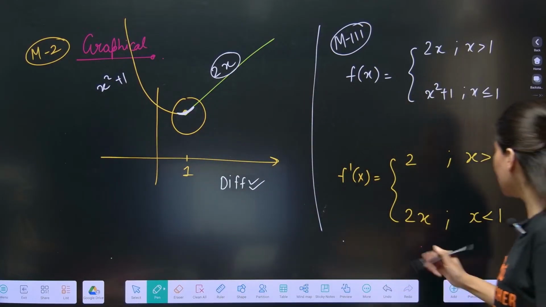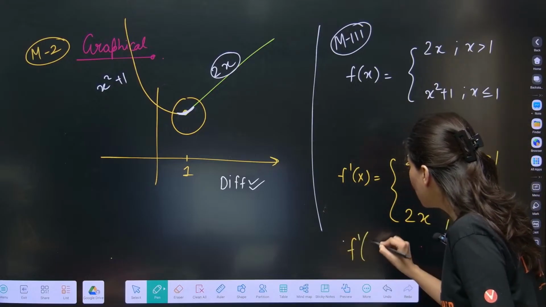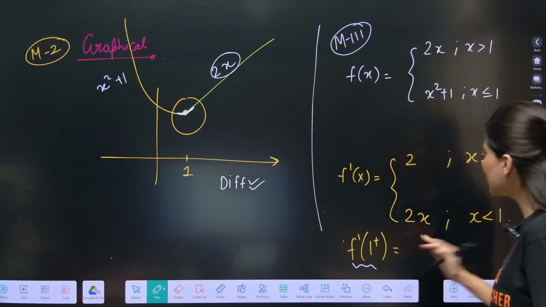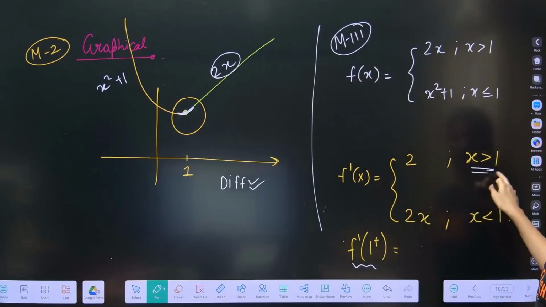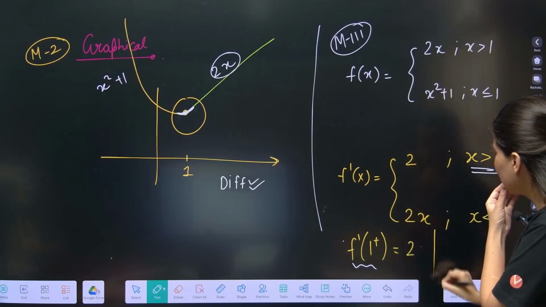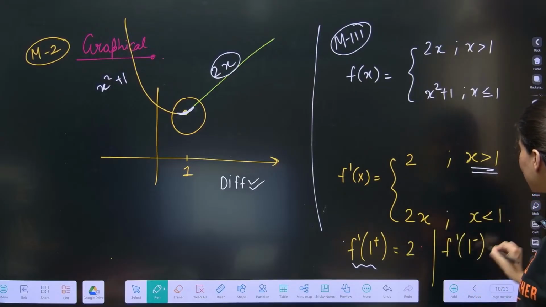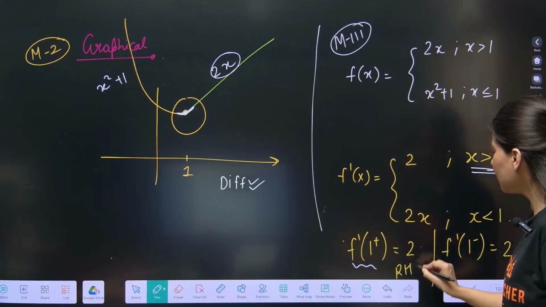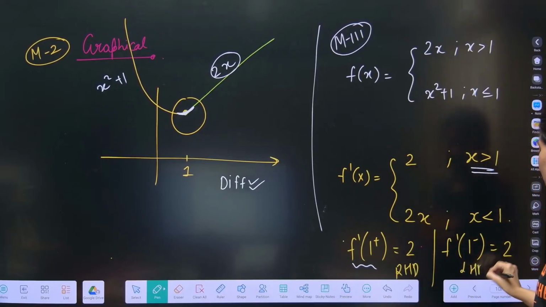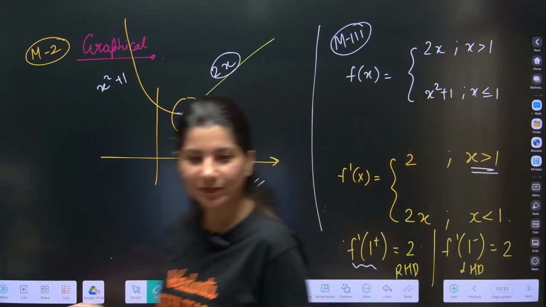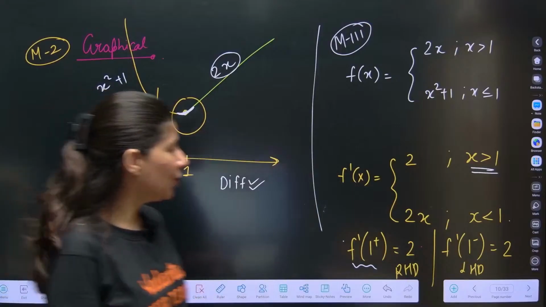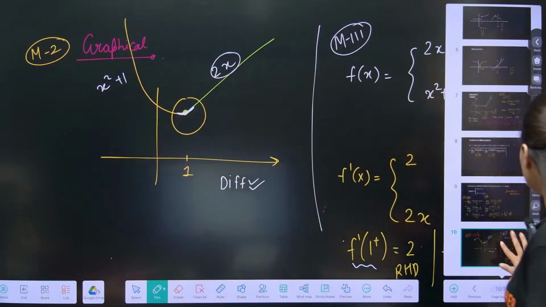Now tell me, f dash 1 plus. This is going to be your right hand derivative. You have to find it from here: 2. And f dash 1 minus, the left hand derivative, you can find, which is just 2. So right hand derivative is also 2, left hand derivative is also 2. So this is the best method. Okay. So now you know how to get the differentiability.